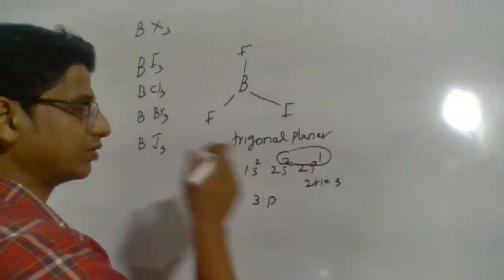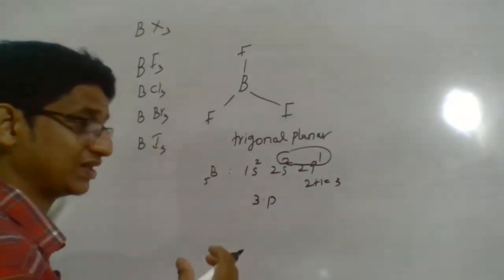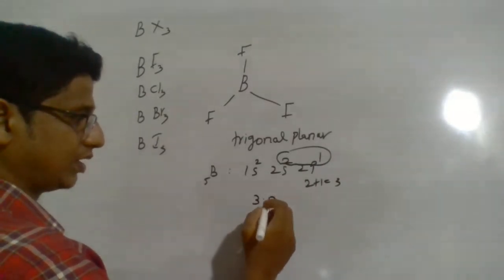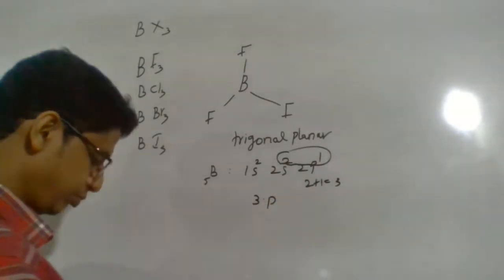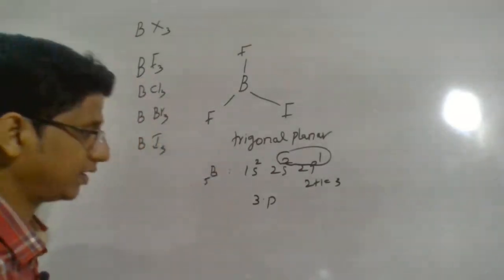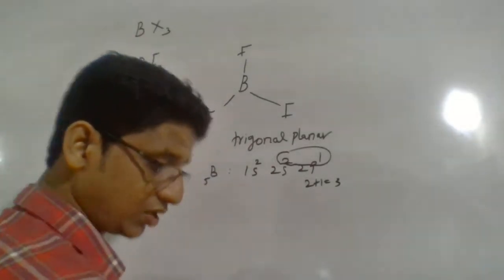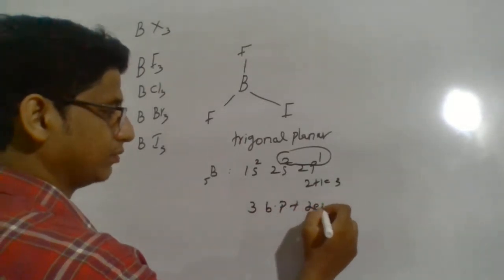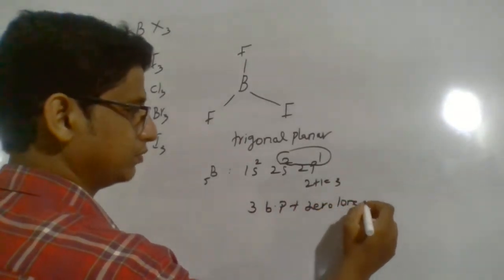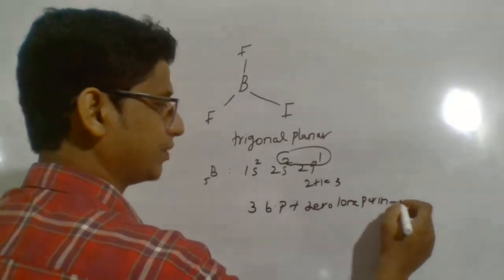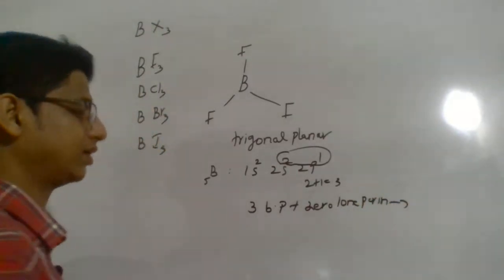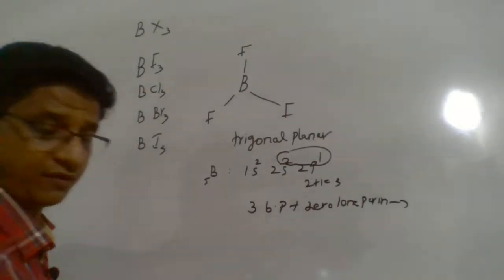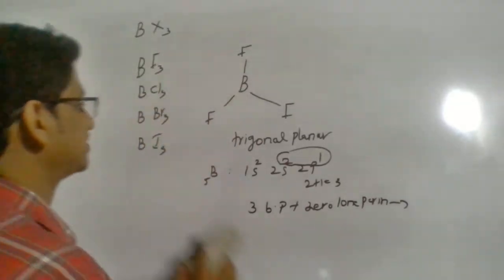You can see no electron is present as unpaired in the valence orbital. So 3 bond pairs and 0 lone pairs, which means they can adopt a perfect structure, that is trigonal planar. So that's all about the first point: the boron halides have a perfect trigonal planar structure.